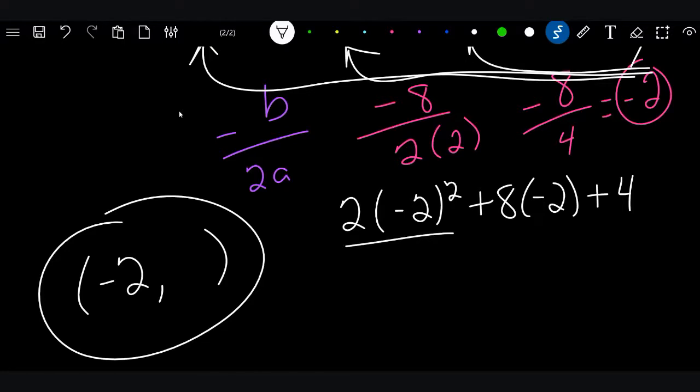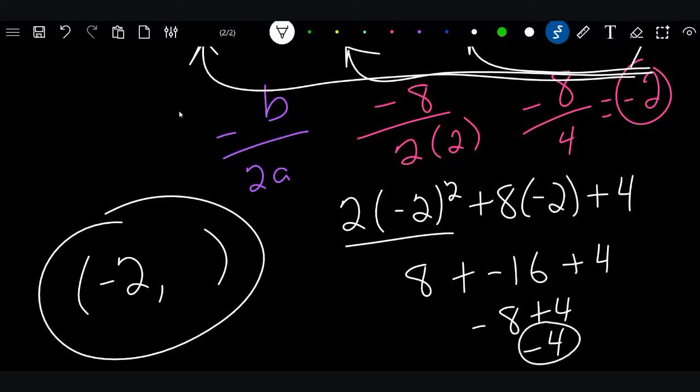All right, so what is this right here? Well, that's negative 2 squared. That's positive 4, times 2. This is 8, plus negative 16 plus 4. 8 plus negative 16 is going to be negative 8, plus 4, and that's going to equal negative 4. Negative 2, negative 4. That's our vertex for that one.